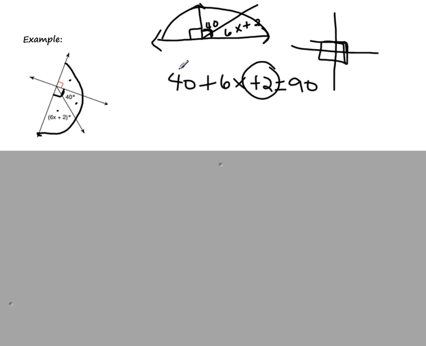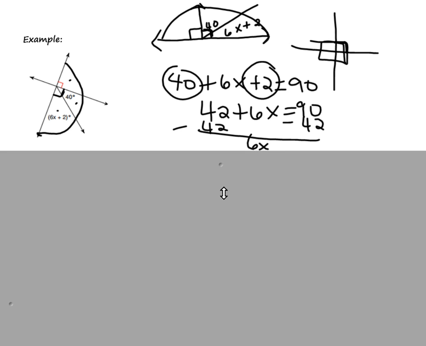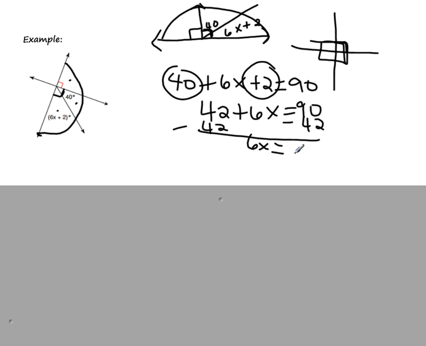40 and 2, like terms, 42, plus 6x equals 90. We're going to subtract 42 from both sides. So we're going to get 6x equals 48. I'm going to divide by 6 on both sides. So I get x equals 8.